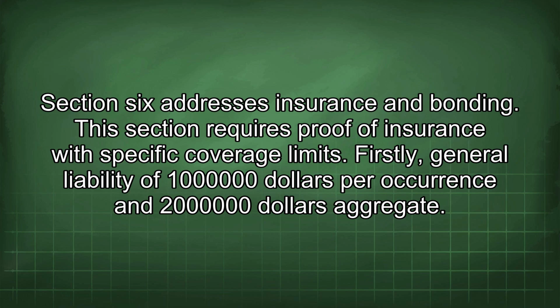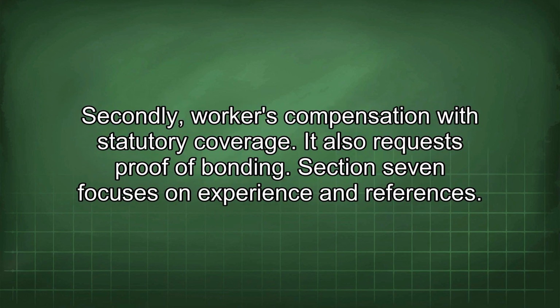This section requires proof of insurance with specific coverage limits. Firstly, general liability of $1 million per occurrence and $2 million aggregate. Secondly, workers' compensation with statutory coverage. It also requests proof of bonding. Section 7 focuses on experience and references.